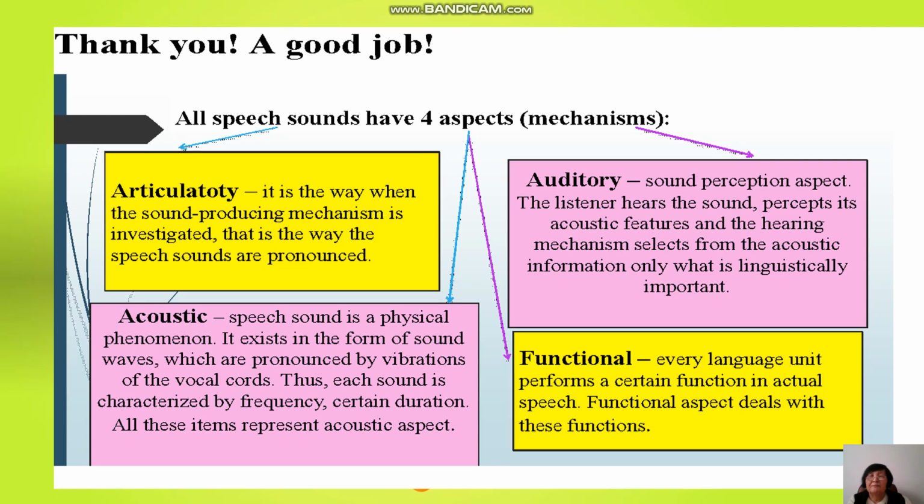Acoustic. Speech sound is a physical phenomenon. It exists in the form of sound waves, which are produced by vibrations of the vocal cords. Thus, each sound is characterized by frequency and certain duration. All these items represent the acoustic aspect. The last one is functional. Every language unit performs a certain function in actual speech. The functional aspect deals with these functions.